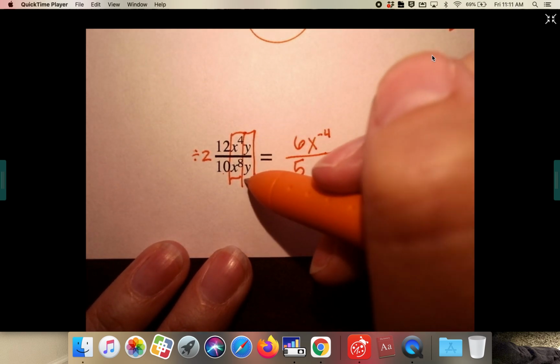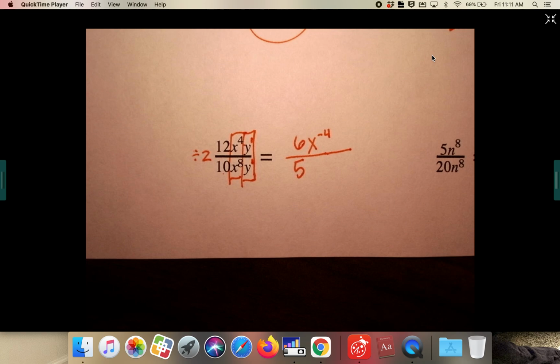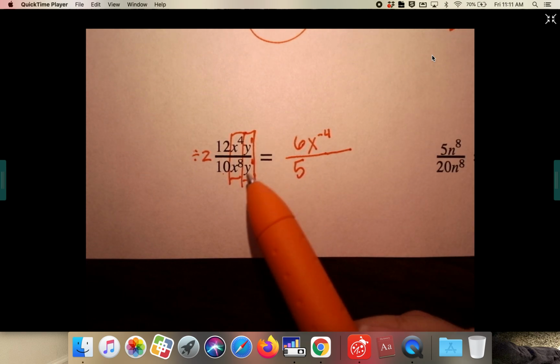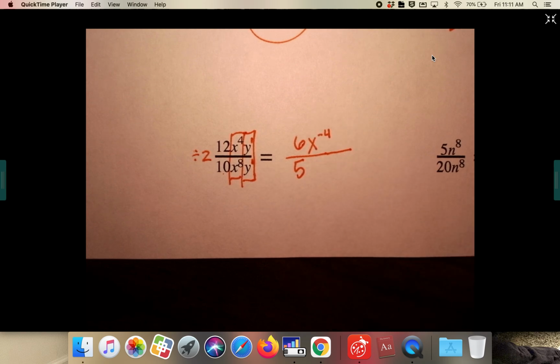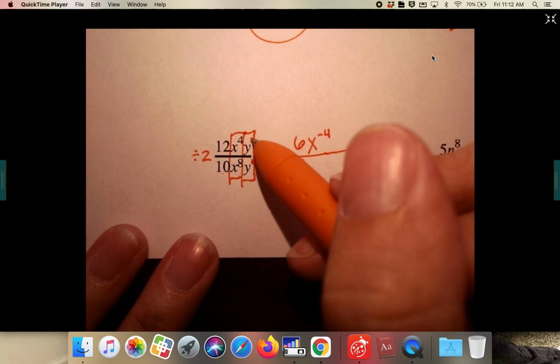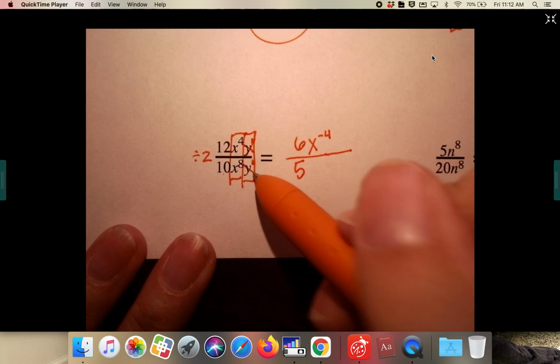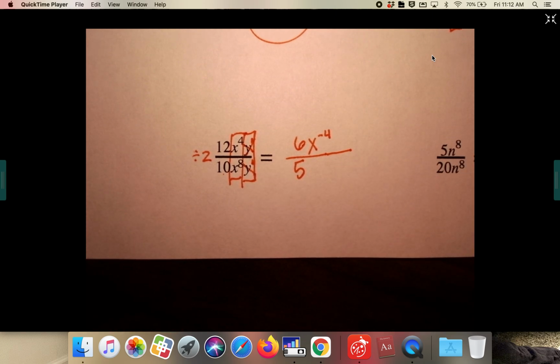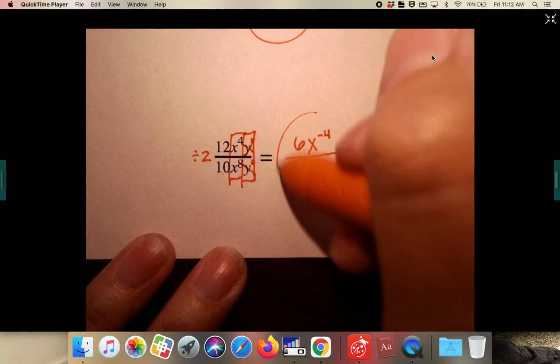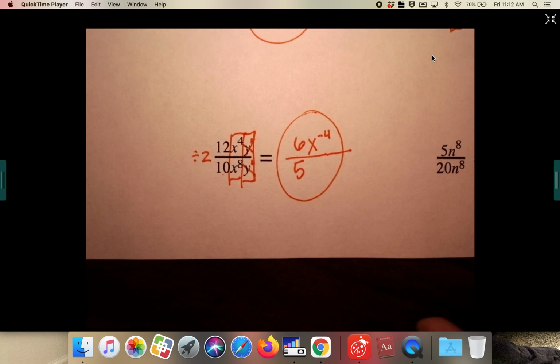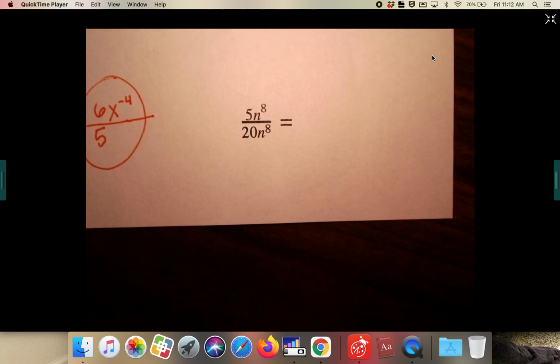Let's look at the y's. 1 and 1, hidden invisible. 1 minus 1 is 0. If there are 0 y's, then there's 0 reason to write a y. They're gone. They completely cancel out. Remember, they cancel off the top and bottom. If there's the same thing above and below, they cancel out. So this is actually done. All right, last one of these.